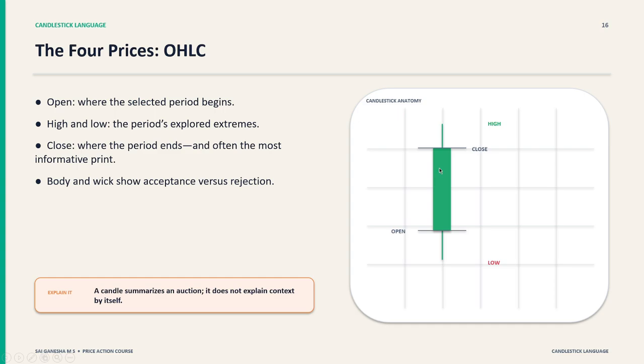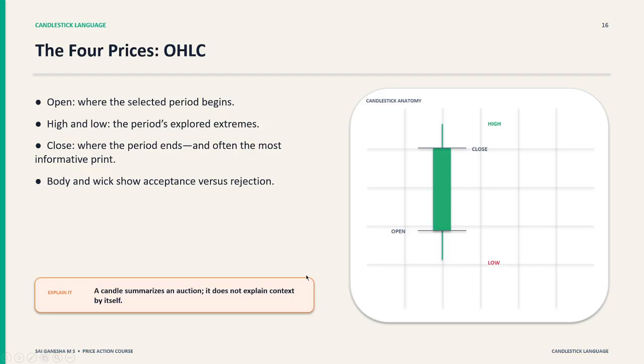The area between the open and close forms the candle's body. These lines which you see are called wicks. The upper wick shows how far the price has traveled above the body, and the lower wick shows how far price has traveled below the body.